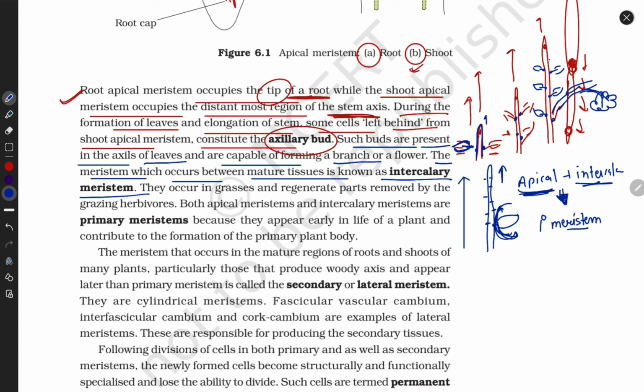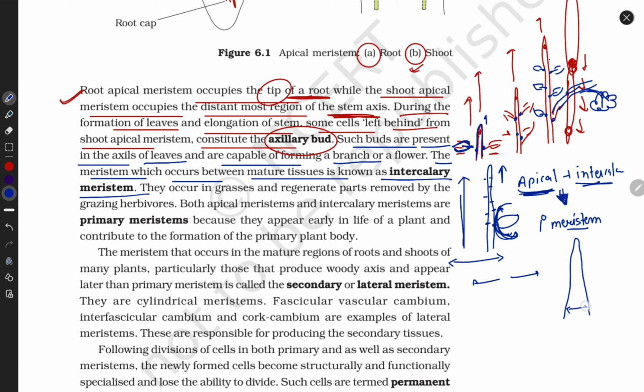Now we understand that the growth direction of apical and intercalary meristems is this. Now which kind of meristem provides growth in width? The shoot grows in this direction, but it also grows in this direction, long as well as wider. Who promotes the width of the plant? Means this is the shoot.